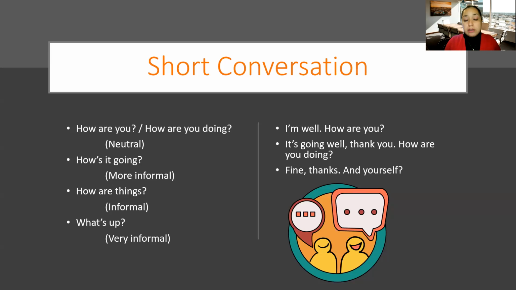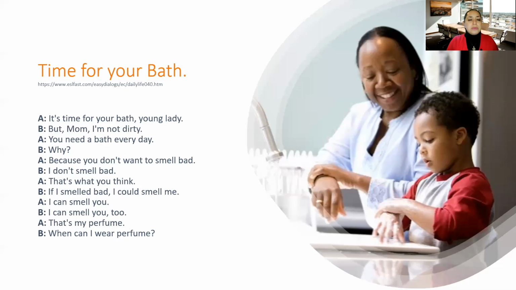And it can be written, but here we're talking about speaking dialogue. Okay, so with that said, now we have another one. Time for your bath. So we have A and B. A is a mother, and B is a little girl, or a boy. That's fine.